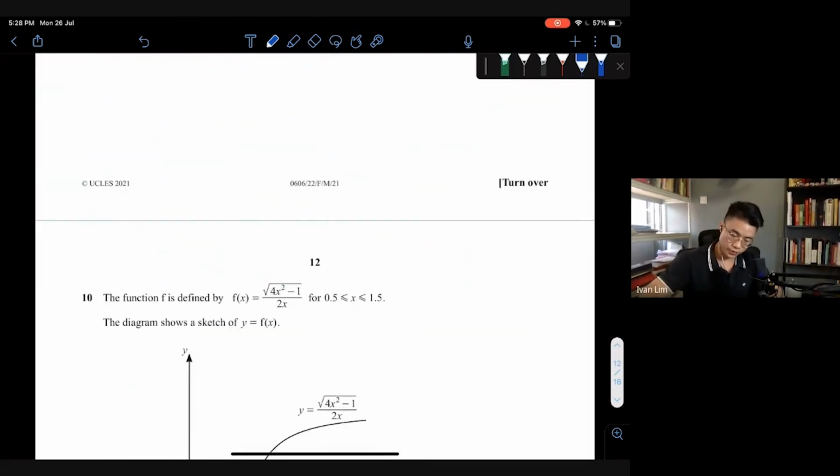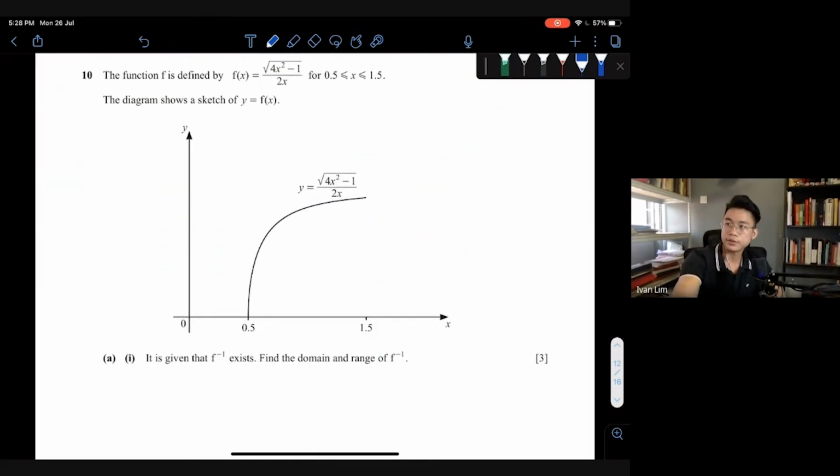Let's move on. Question 10. Okay, the function is defined by f(x) equals root of 4x squared minus 1 over 2x for 0.5 to 1.5. That's your domain. The diagram shows a sketch of y equals f(x). Okay, so you'll see this graph. It is given that f inverse exists. Find the domain and range of f inverse.